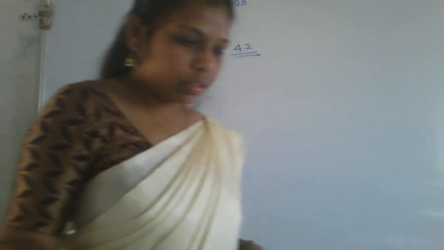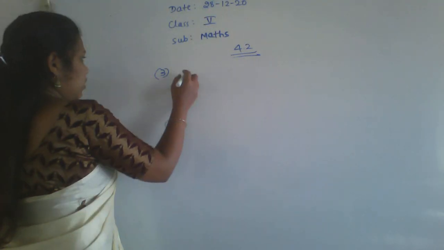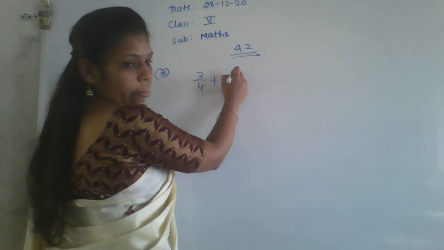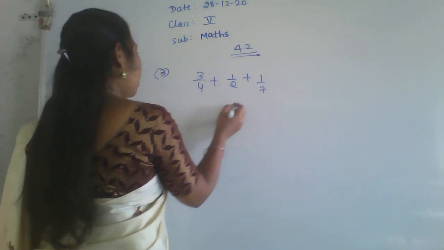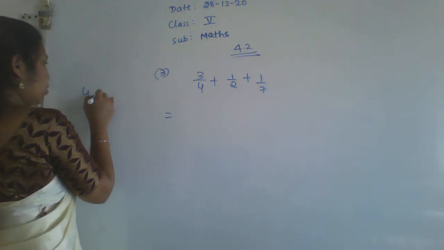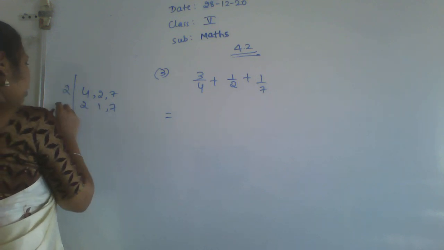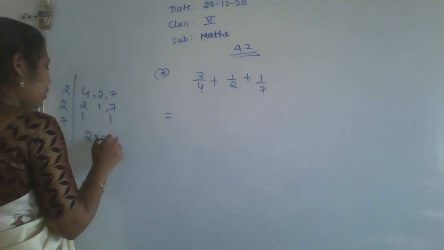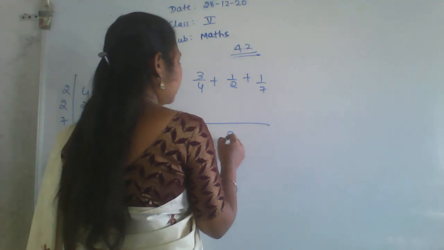One, that is Priya traveled, right? That is 3 by 4 plus 1 by 4 plus 1 by 7. Now take the LCM of those. 2 2s are 2, 1s are 7, 2 1s are, and again here 7. So 2 into 2 into 7, 4 7s are 28. 28 is the LCM here.